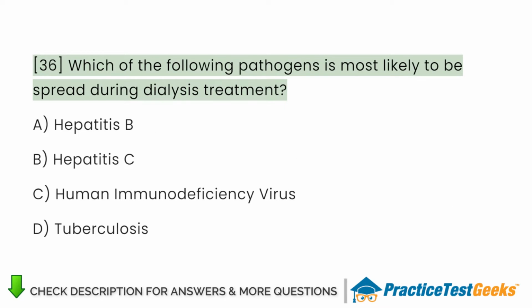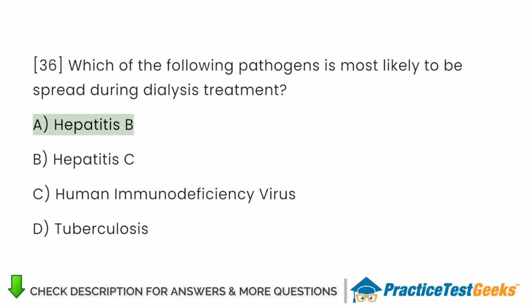Which of the following pathogens is most likely to be spread during dialysis treatment? A. Hepatitis B. B. Hepatitis C. C. Human immunodeficiency virus. D. Tuberculosis.